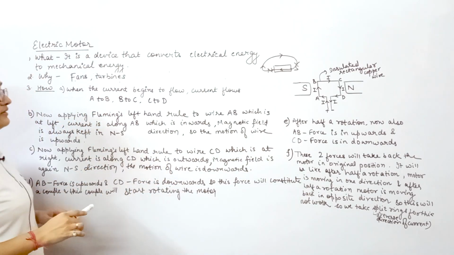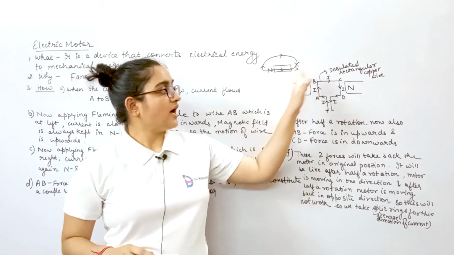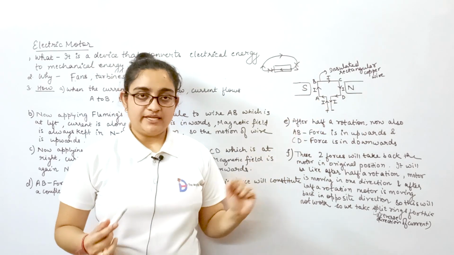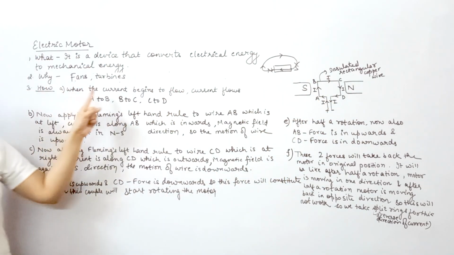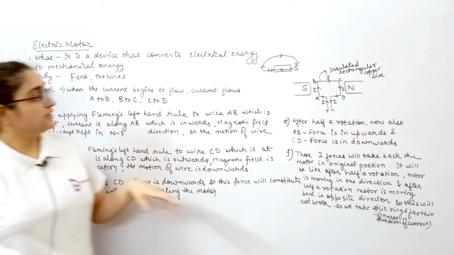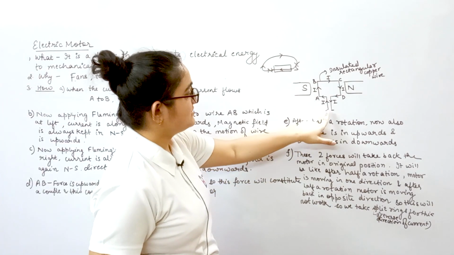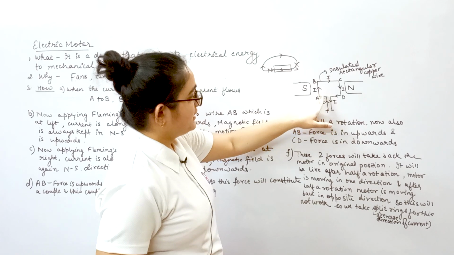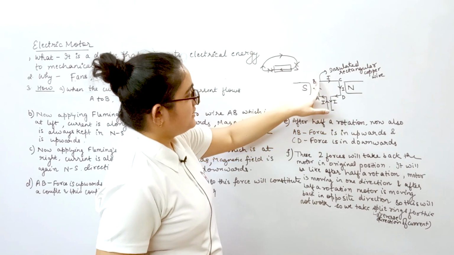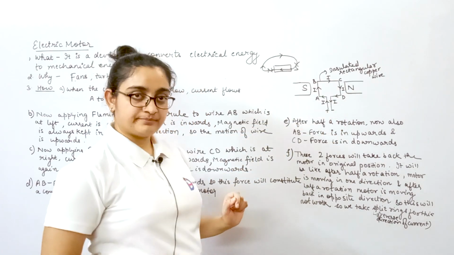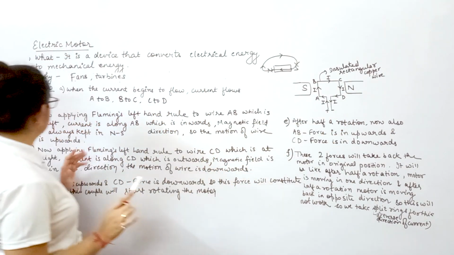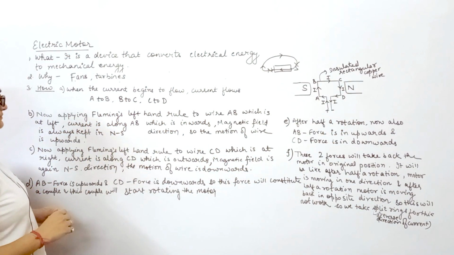So we have understood the general setup of electric motor. Now let's move on to the function. First, when the current begins to flow, you can see the direction of current. It is from A to B, B to C, C to D, and then in this way. Fine. First point is clear. Moving to the second point.